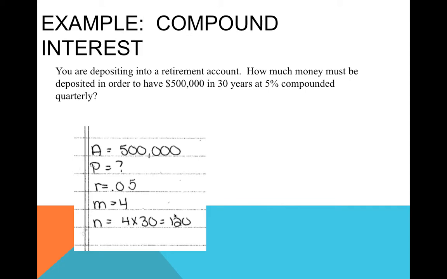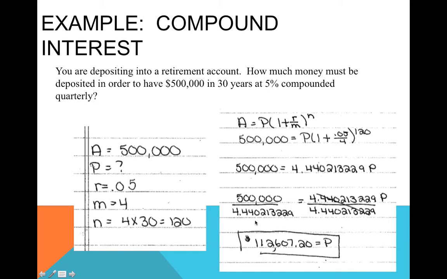Again, I've listed out the information that I know. I know I want $500,000 later, so I'm looking for P. My interest is 0.05 when I write it as a decimal. Again, I'm compounding quarterly, so M is 4. And N I get by multiplying 4 times the years, which is 30. Plugging into my equation, the same formula that I used in the last problem, but this time the $500,000 will be on the left of the equal sign. This can be a little tricky because it takes more steps.